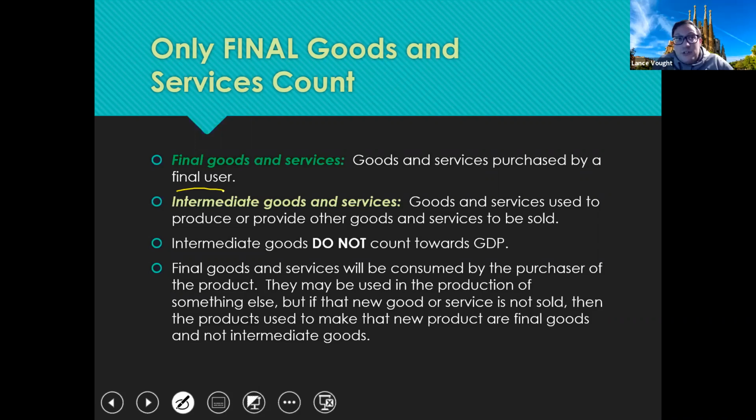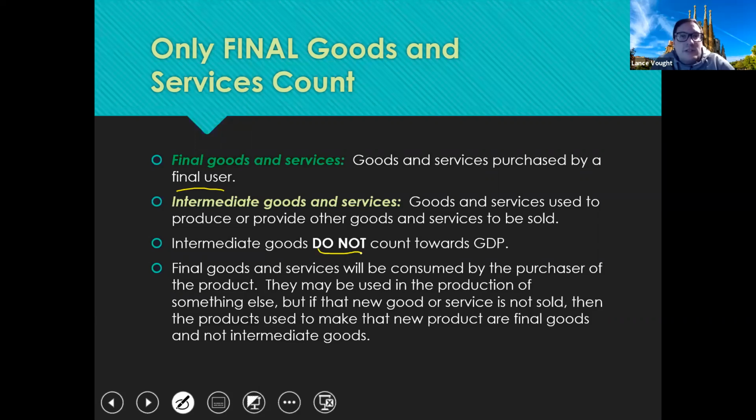So final goods and services count toward GDP. Intermediate goods and services do not count towards GDP. So again, an intermediate good or service, let's say that you're General Motors and you're building a new car. If you're building a new car, the tires, the steering wheel, the battery, the frame, the drivetrain, the windows and the glass, all of that is individually something. So the tires are something, the steering wheel is something, the glass for the windshield and the windows is something, the drivetrain is something, the exhaust pipe is something, the battery is something.